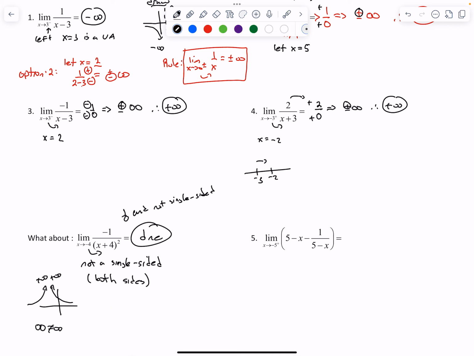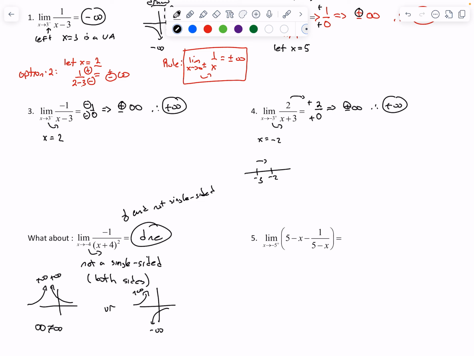Now, the more common thing that typically occurs is we get a situation like this, where one goes positive, one goes negative. And in a situation like so, well, they're not approaching each other, so of course it's going to be a DNE. All right, let's try number 5 here real quick.